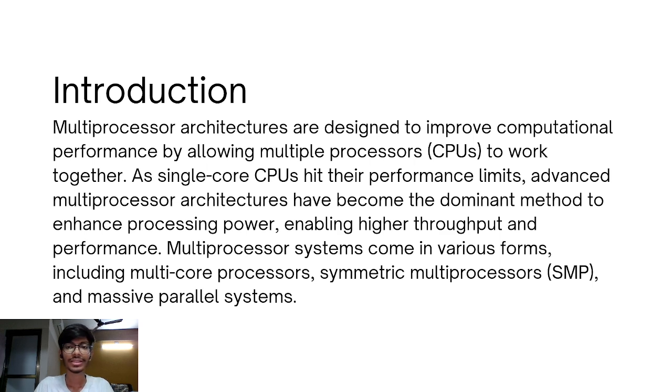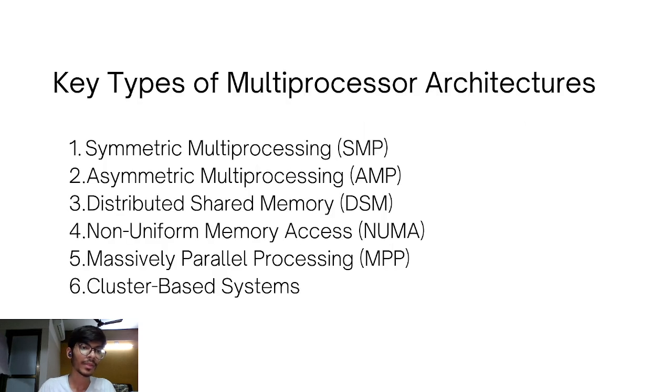Multiprocessor architectures are designed to improve communication performance by allowing multiple processors to work together. Since single-core CPUs reach their performance limits, advanced multiprocessor architectures have become a dominant method to enhance performance, power, and enable higher performance. Multiprocessor systems come in various forms, including multi-core processors, symmetric multiprocessors, and massively parallel systems.